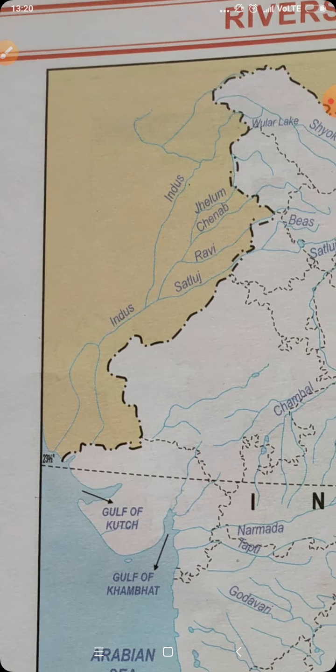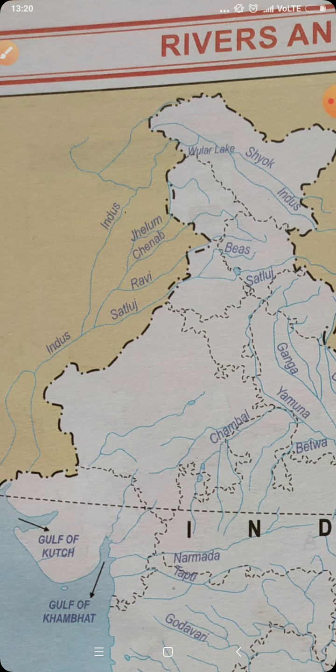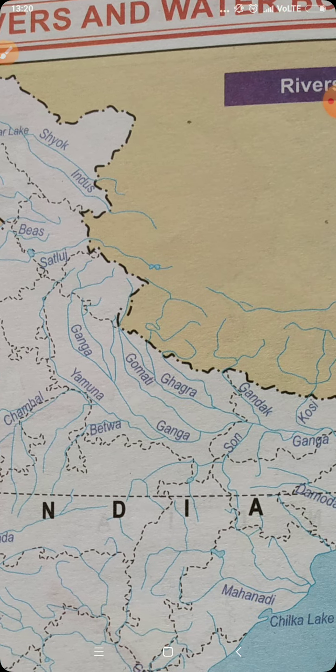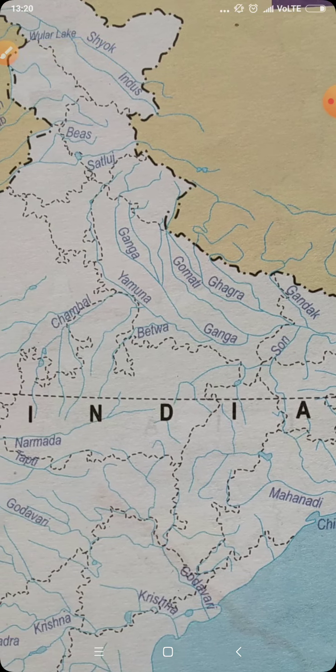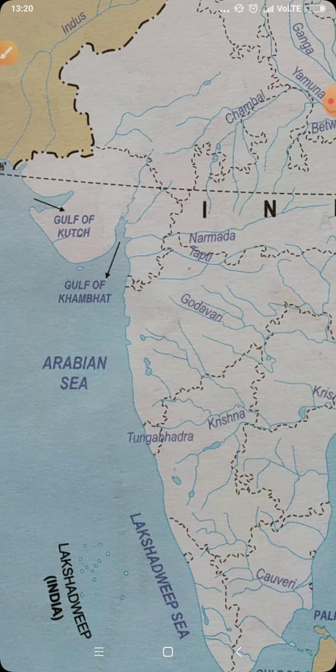You should know all the important rivers, like I've told you. The Indus river system I have told you, the Ganga river system I have told you, and then the Brahmaputra river system. From this, anyone can be asked in your ICSE exams.